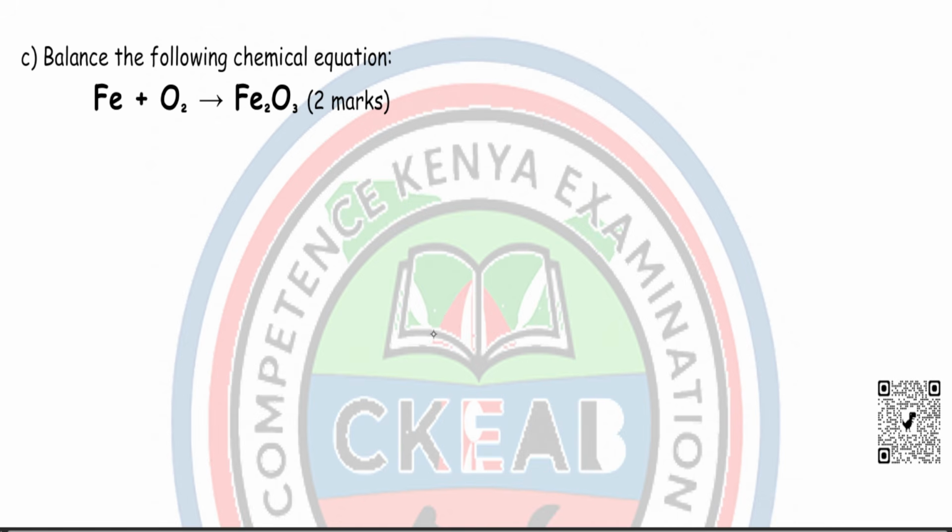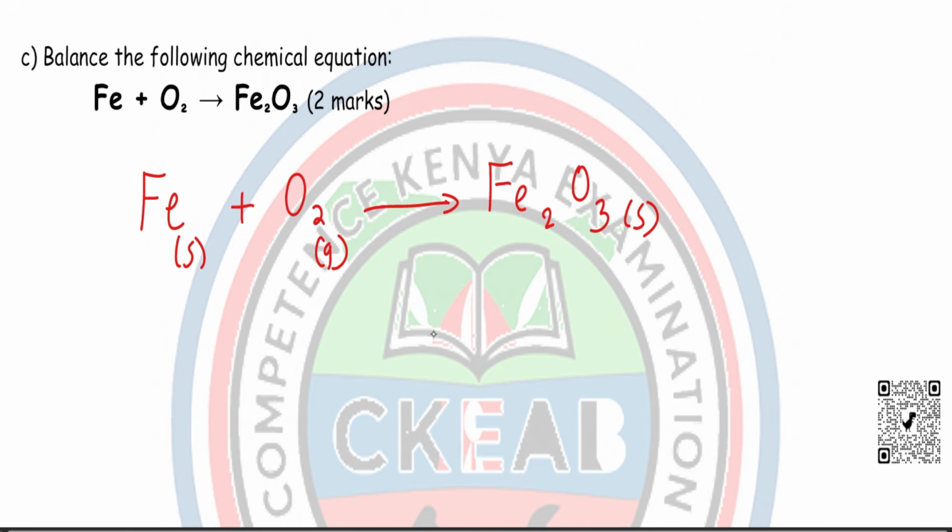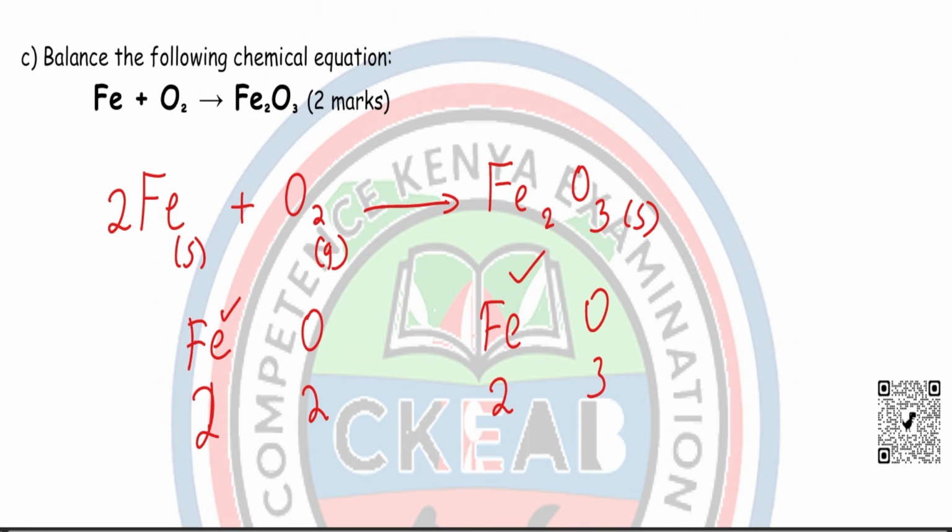Balance the following chemical equation. We have iron, we have oxygen. This is solid, this is gas, and it gives you solid still. But now how do you balance it? For the iron part, we just have 1. Oxygen, you have 2. On the product side, we have 2 iron, 3 oxygen. Now iron is the one which is deficient on the left side. So if I write 2, then you'll have 2 irons, 2 oxygen.